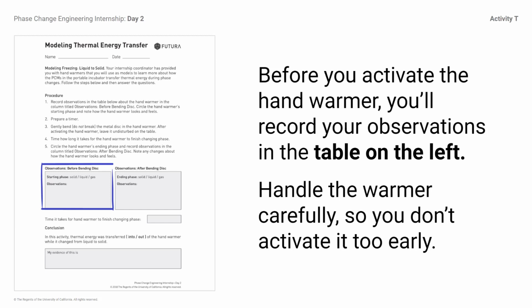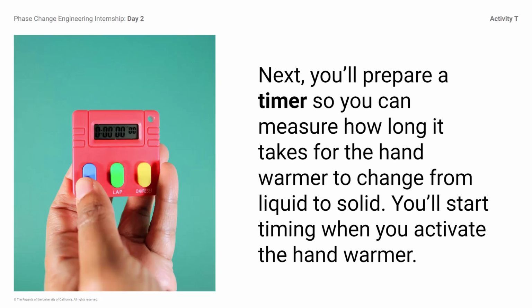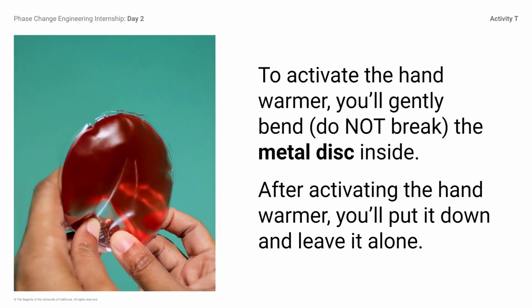Before you activate the hand warmer, you'll record your observations in the table on the left. Handle the warmer carefully so you don't activate it too early. Next, you'll prepare a timer so you can measure how long it takes for the hand warmer to change from liquid to solid. You'll start timing when you activate the hand warmer. To activate the hand warmer, you'll gently bend, do not break, the metal disc inside. After activating the hand warmer, you'll put it down and leave it alone.